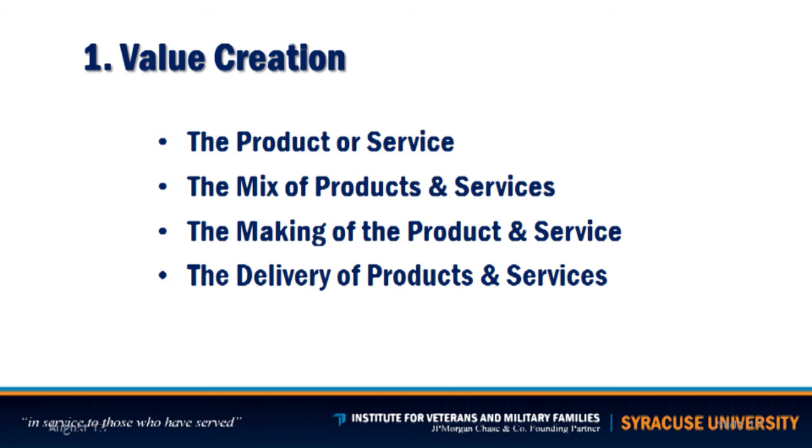So think about the mix of the products and services that you have. How many of them will you have? How many variations of certain product or services can you offer or will you offer? Then how will you make the product or service? Are you going to make it internally? Are you going to outsource certain components? Are you going to outsource everything? Are you going to outsource it locally? Or are you going to outsource it somewhere in the nation or internationally?